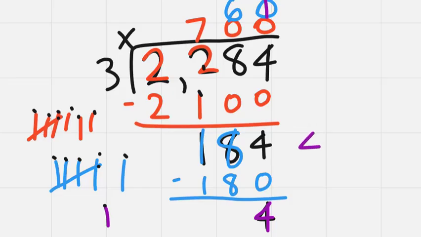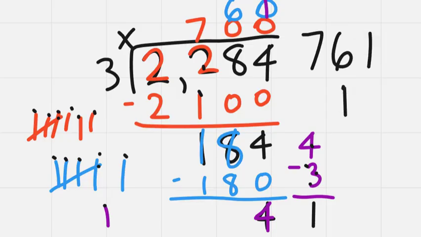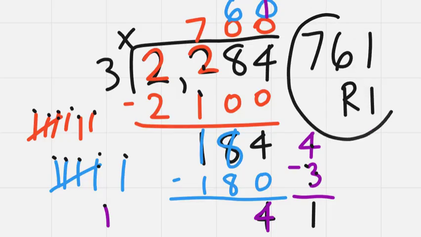Then we'll do 4 minus 3, because 1 times 3 is 3. Then we subtract. 4, 3, 2, 1. This means that 1 is our remainder. Our answer is 761, remainder 1. Well done. Be sure to check your work.